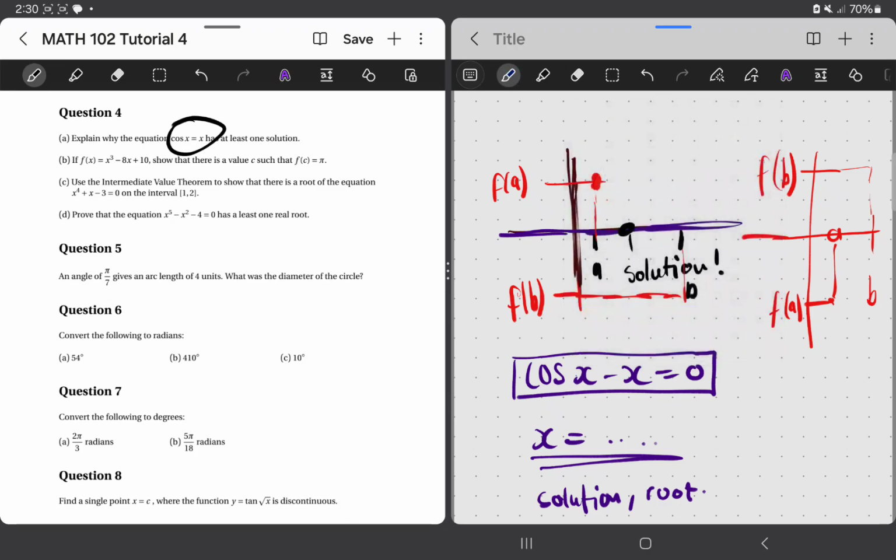But if a is a point on your curve or function and it gives you a negative answer, and b gives you a positive, this means that somewhere between a and b there is a value which we'll call c, which gives us 0. So f of c will be equal to 0. That means c is a root, a solution, because we are looking for solutions, a special value that gives us an answer of 0.